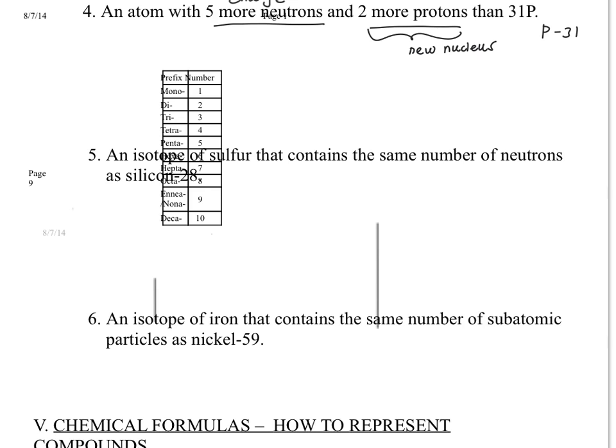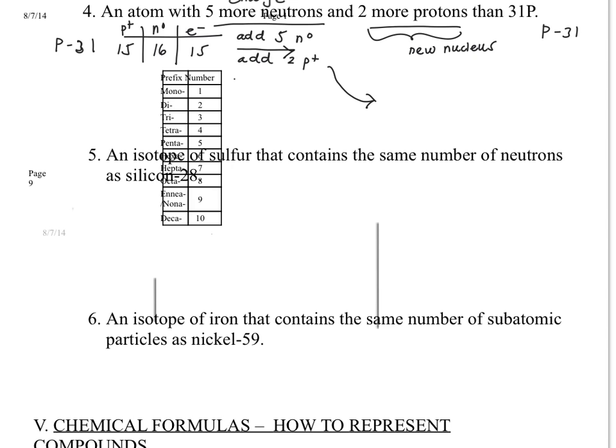If we go ahead and look at phosphorus 31 and draw a table for the number of protons, neutrons, and electrons, it has 15 protons, 15 electrons, and 16 neutrons. And what the problem is asking is we want to add 5 neutrons and add 2 more protons. So I'm going to go ahead and draw an arrow here for the new table.